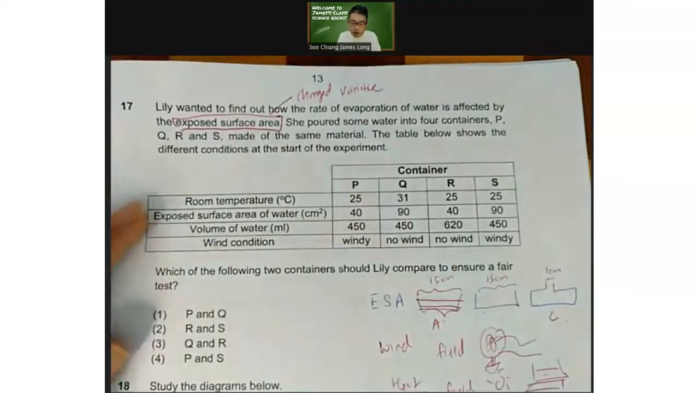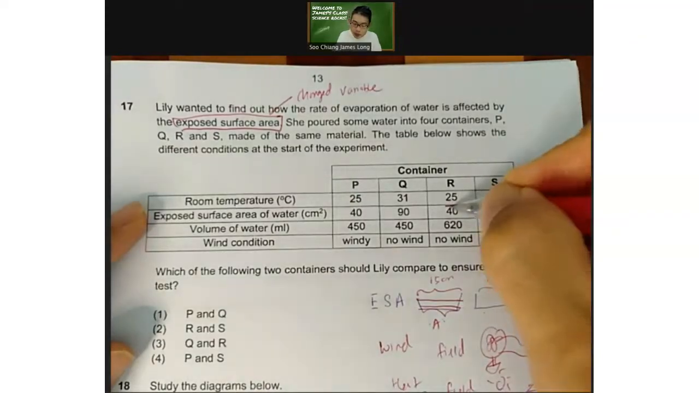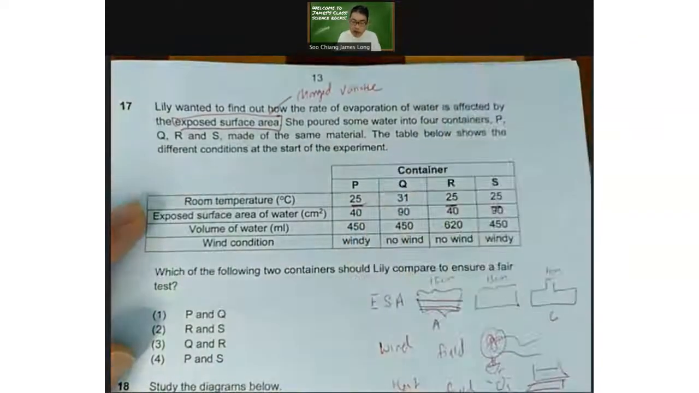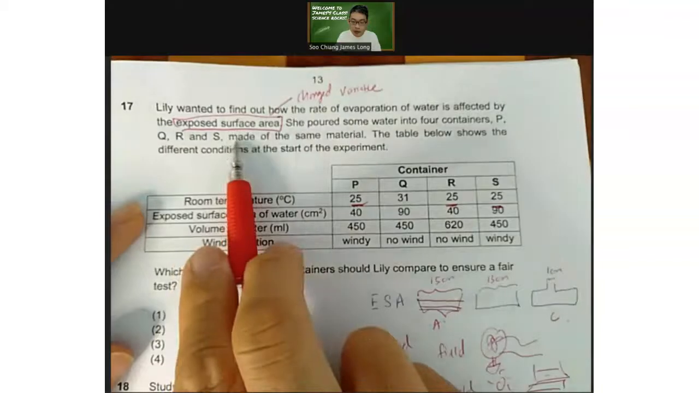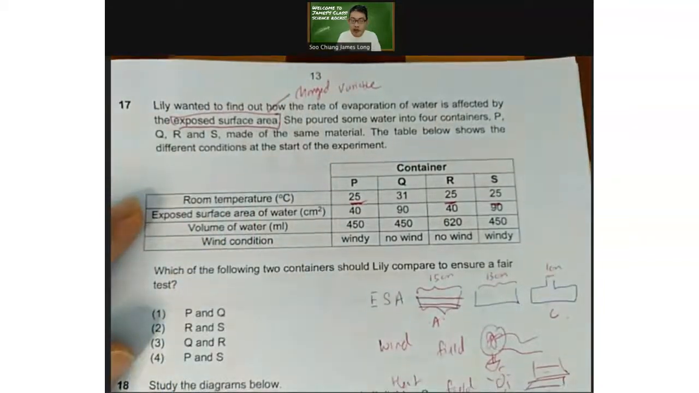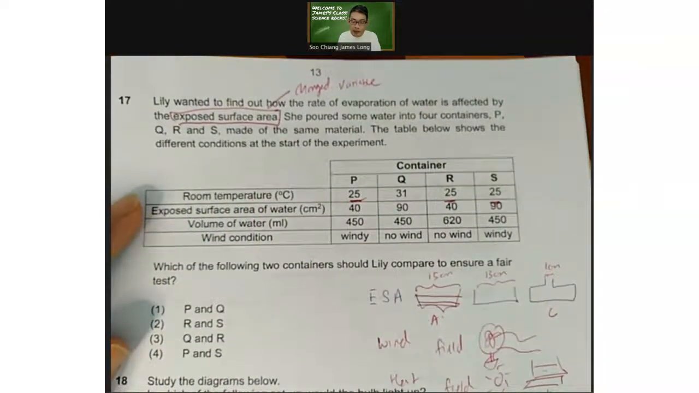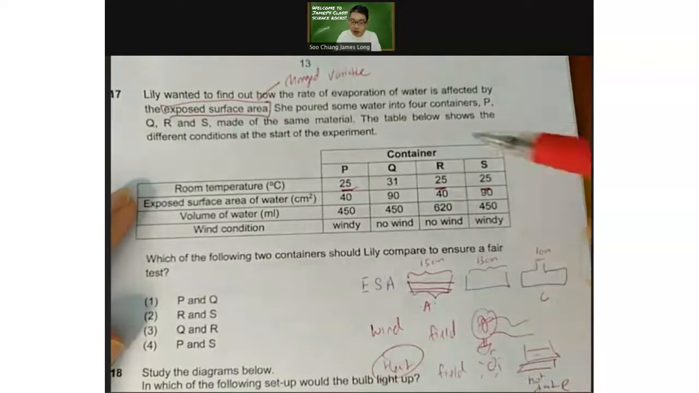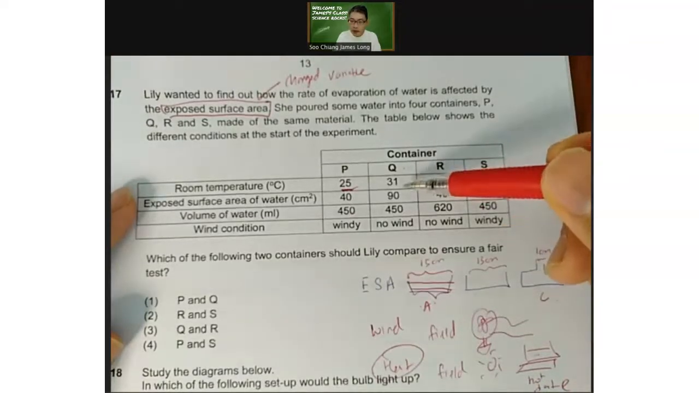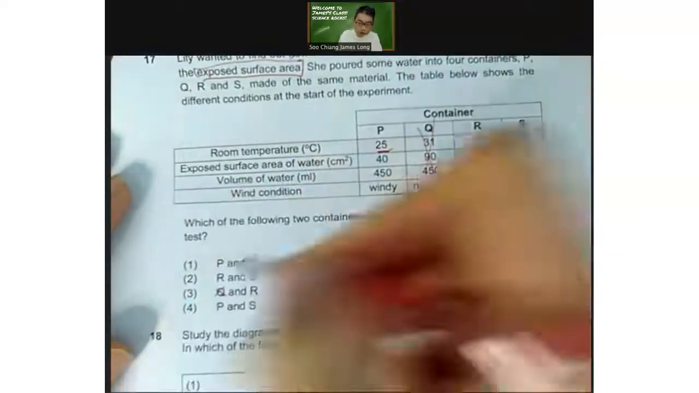So room temperature must be kept the same, right? So I see 25, 25, 25. I'll be looking at these 3. I will be most likely ignoring anything with Q, because the only changed variable must be exposed surface area. And temperature is an indication of how hot or cold a place is. So anything with Q will mean that the water there is at a different temperature. So I'll ignore Q totally. So go to Q, straight away you know it's out.